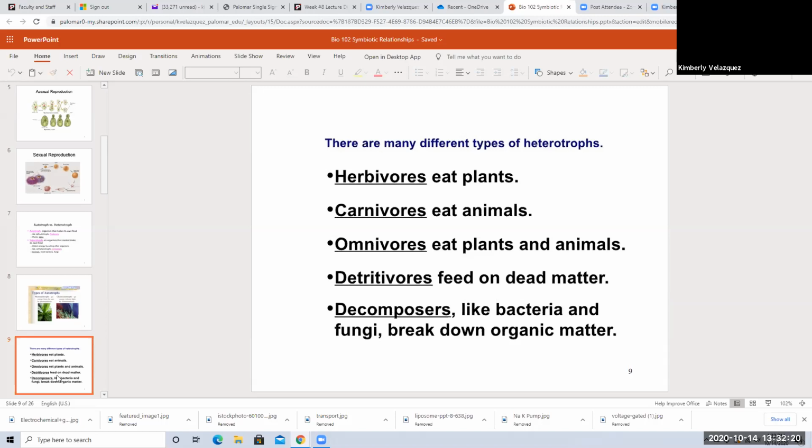If you're a detritivore, you feed on dead material. And if you're a decomposer, such as bacteria and fungi, you break down organic matter. The difference is that you don't actually eat it if you're a decomposer. So a decomposer would secrete some type of chemical to cause digestion of that material. And in fact, fungi actually digest outside of their cells and then absorb those nutrients into their cells. So extracellular digestion is a characteristic of fungi.